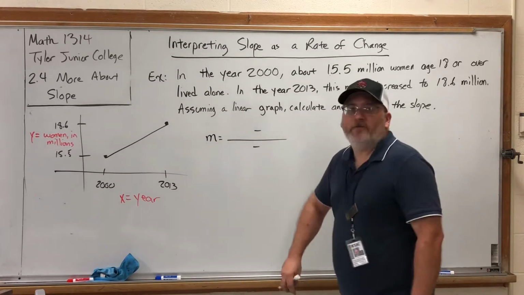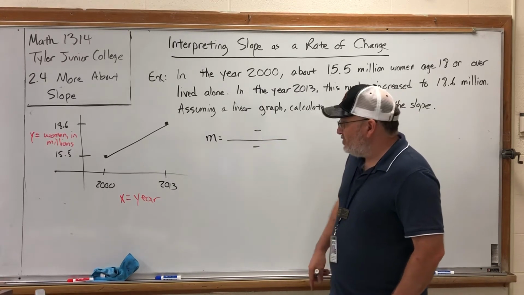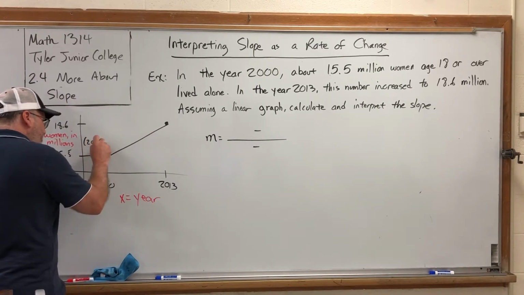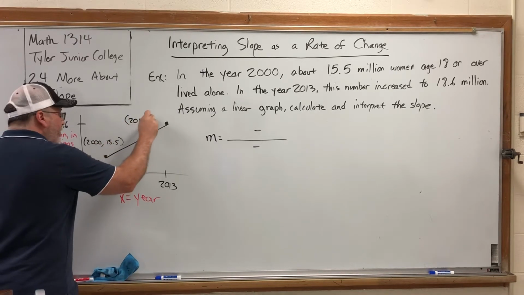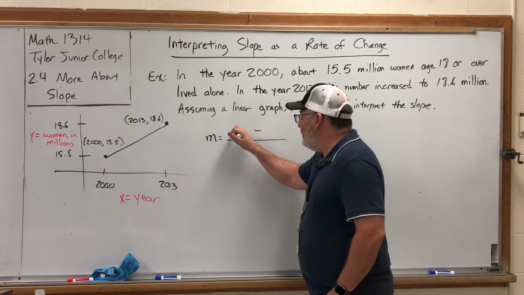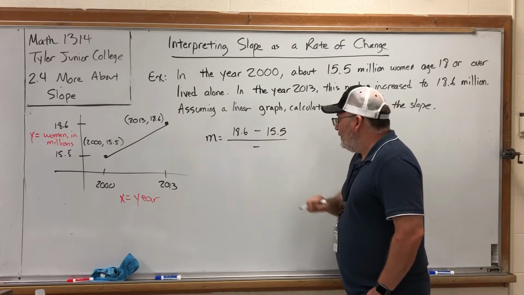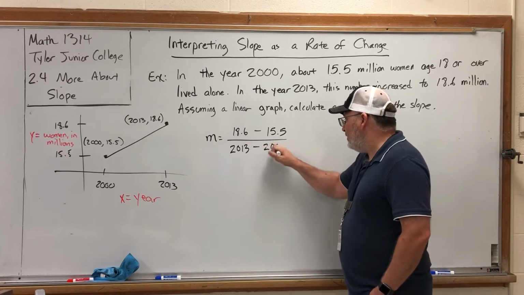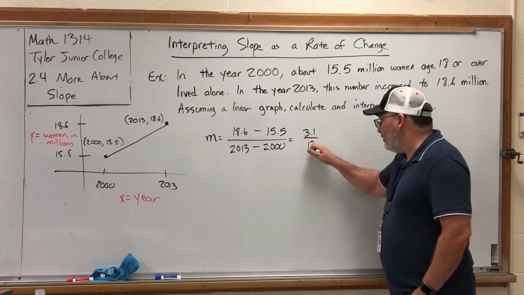So let's calculate the slope, which is easy, and then interpret it, which is actually also easy. By now you should know the formula for slope. Difference in y's over the difference in x's. Well, I don't have my points labeled yet, so let's go ahead and do that. The first ordered pair, according to this graph, is (2000, 15.5), and the second ordered pair is (2013, 18.6). So if we subtract the second y, 18.6, minus the first y, 15.5, and then in the denominator, the second x, 2013, minus the first x, 2000, we will get 3.1 on the top and 13 on the bottom.